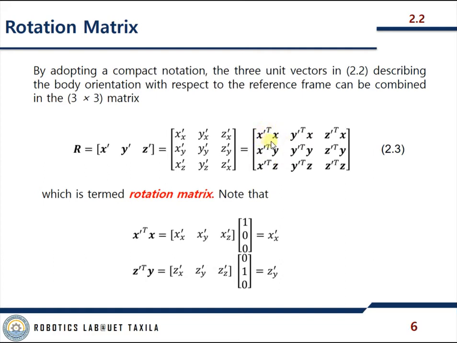Okay. So x is a unit vector, y is a unit vector, z is a unit vector. If we write this x bar in this form, I represent this x as a vector like this, and y like this. So I'm going to get this. This matrix, we call a rotation matrix, and that's it.